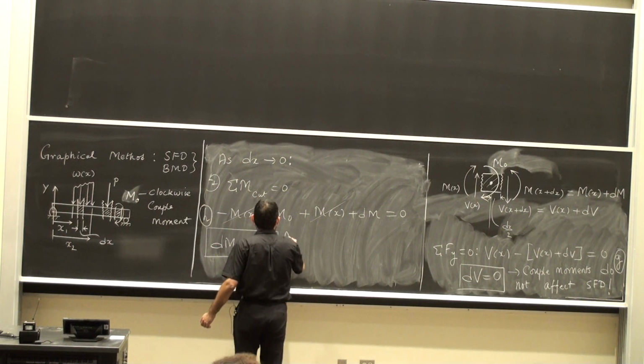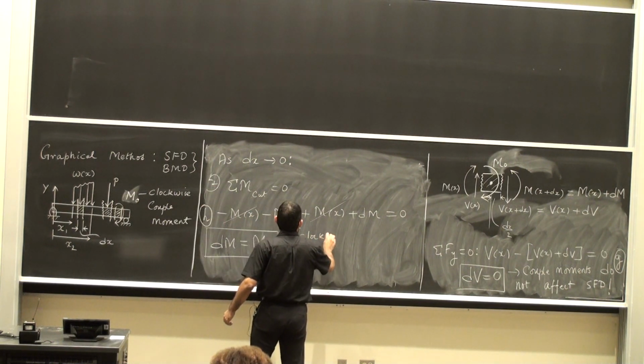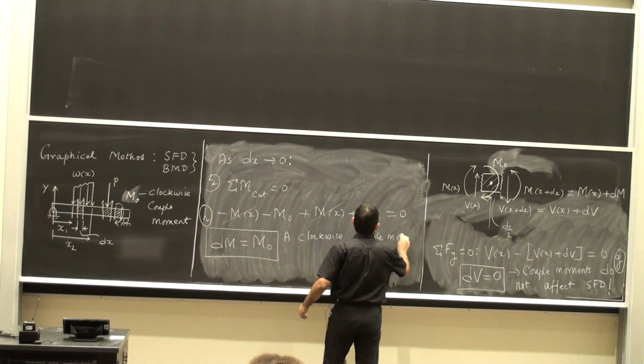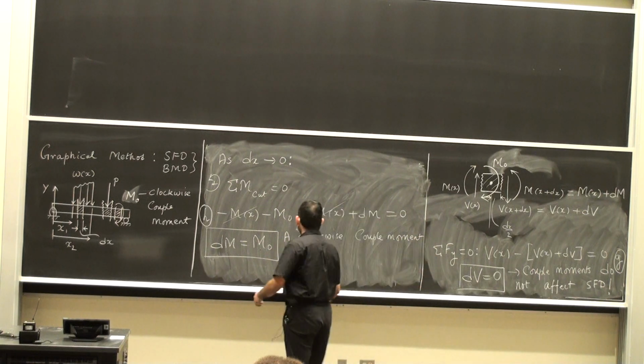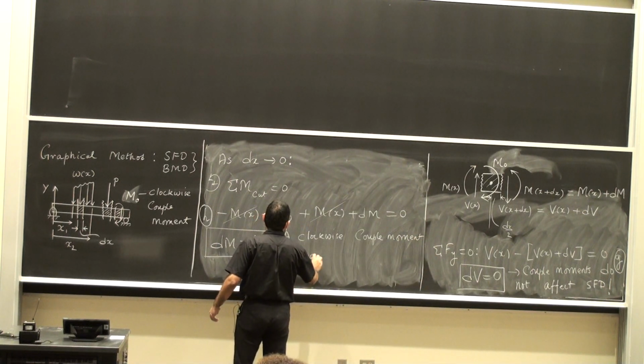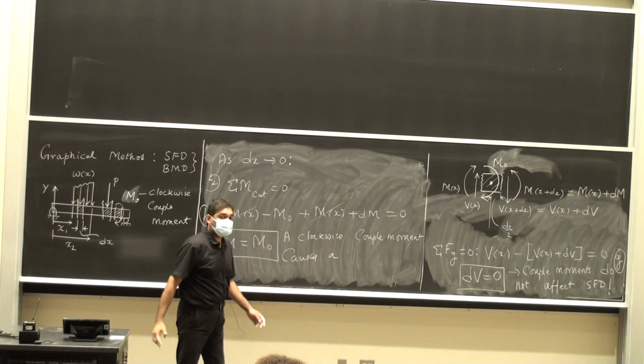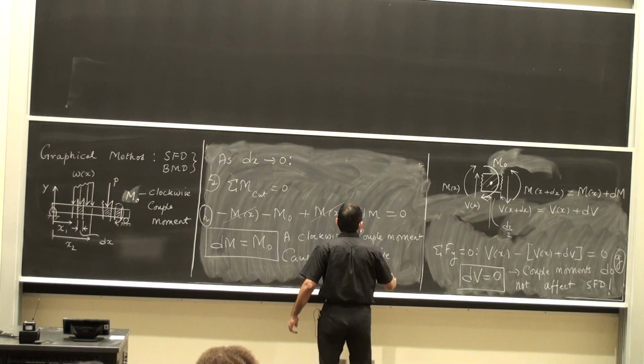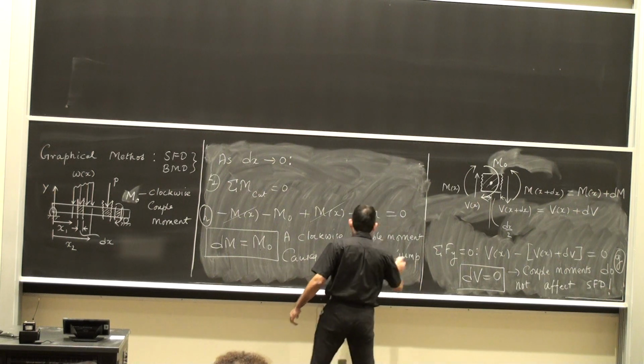So a clockwise couple moment causes a positive jump in the bending moment diagram.